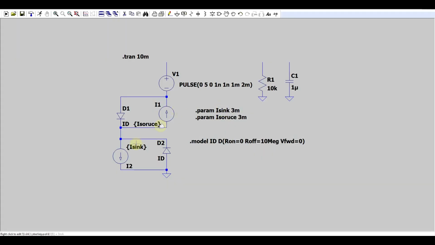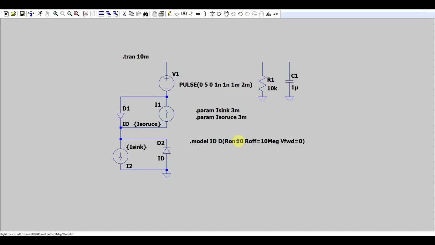And we have the two parameters to set the two current sources, and then I've added a couple diodes in parallel with them, and for the diodes I created their own special model so that these diodes behave as ideally as possible. So when they're conducting, there's zero resistance and zero forward voltage, and when they're blocking, their off resistance is as big as possible, so 10 megohms in this case.